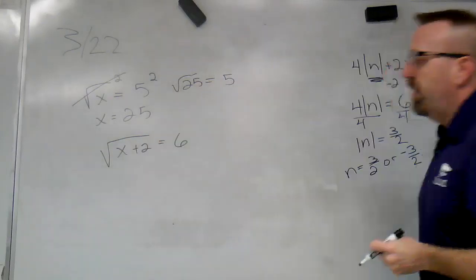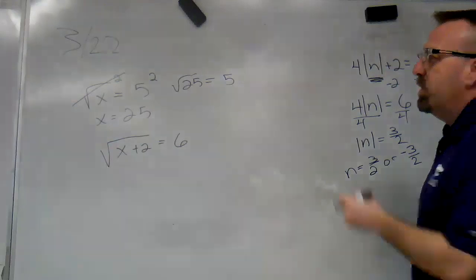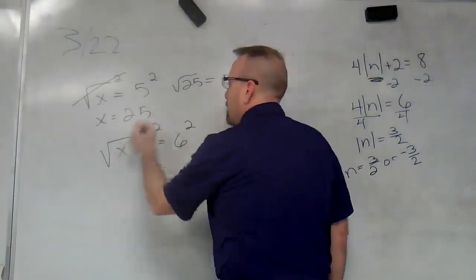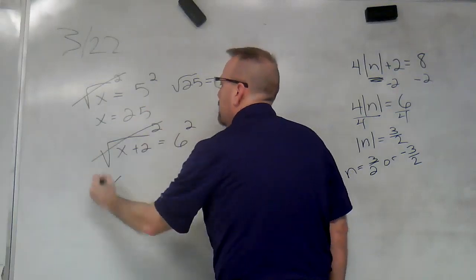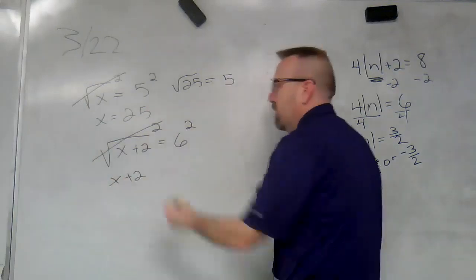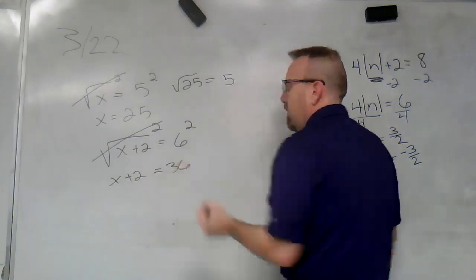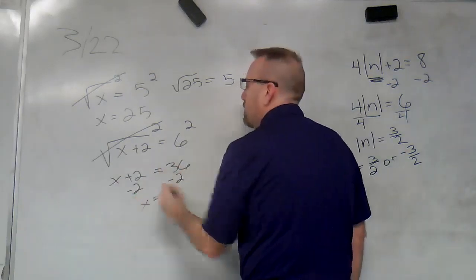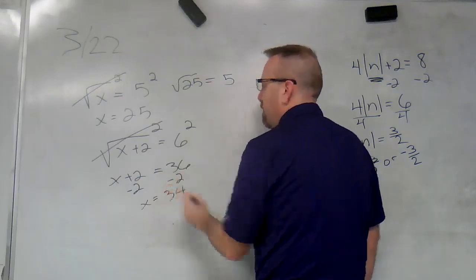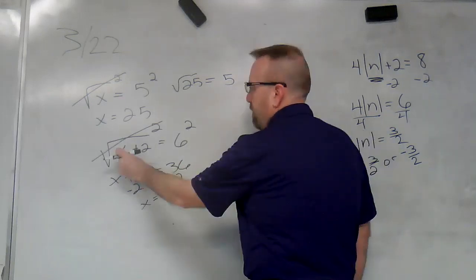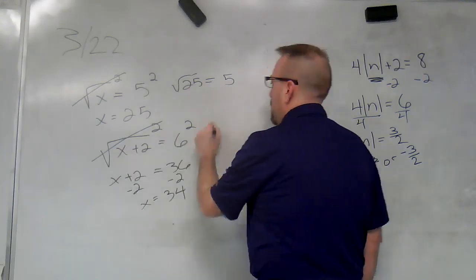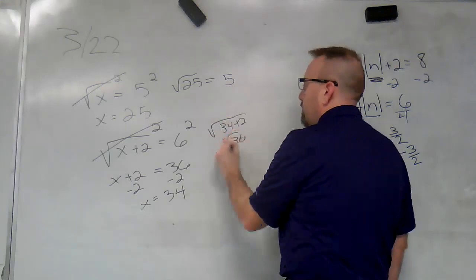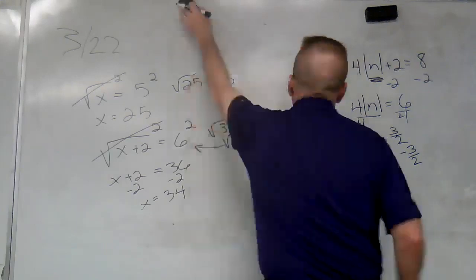Okay, so the square root of x plus 2 equals 6. How do we get rid of the square root? Square. So those cancel, and we're just left with what was inside. x plus 2 equals 36. Subtract 2, x equals 34. One way you can check that. What is 34 plus 2? 34 plus 2 is 36. Square root of 36 equals 6.